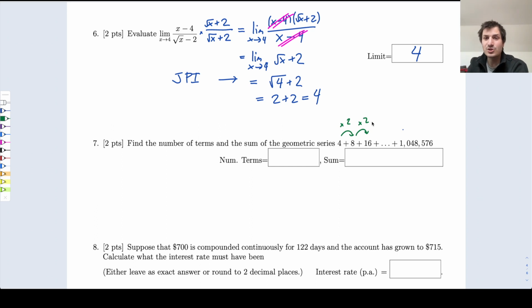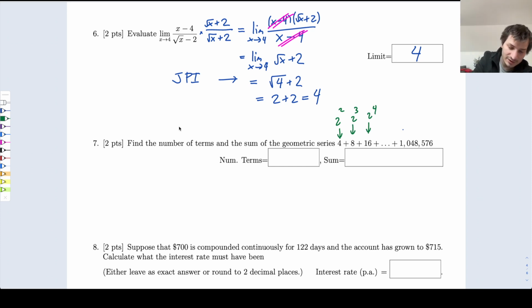So to answer this question, I think it helps to answer the question, how many times do you have to multiply by 2 until you get to 1,048,576? So let's see, how would I do that? I think I would write these as powers of 2 and just see how the powers of 2 go. So 4 is 2 squared, 8 is 2 cubed, 16 is 2 to the 4. So every time we multiply, the power of 2 is going up by 1.